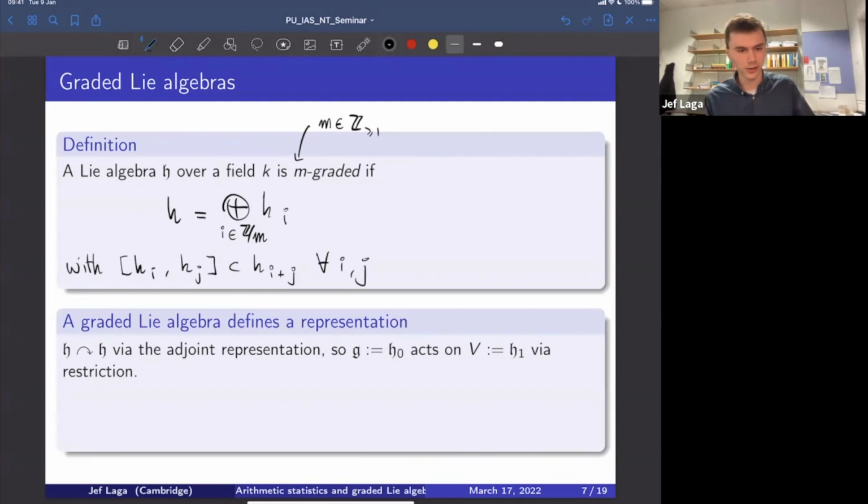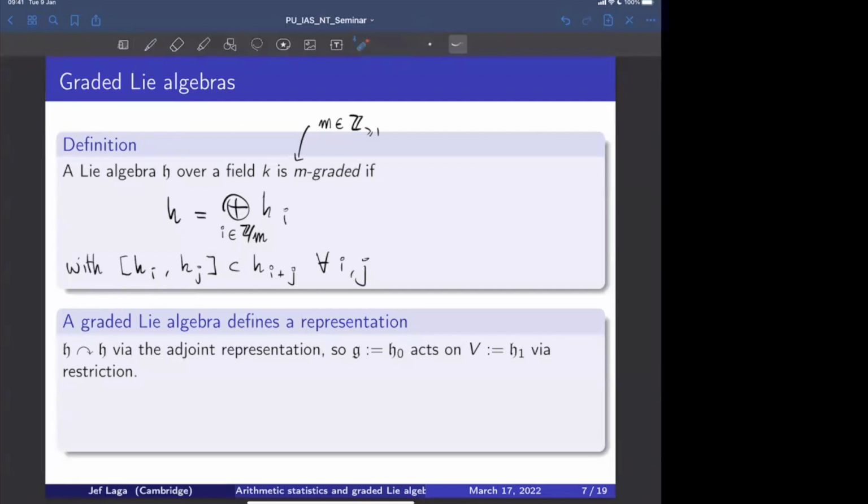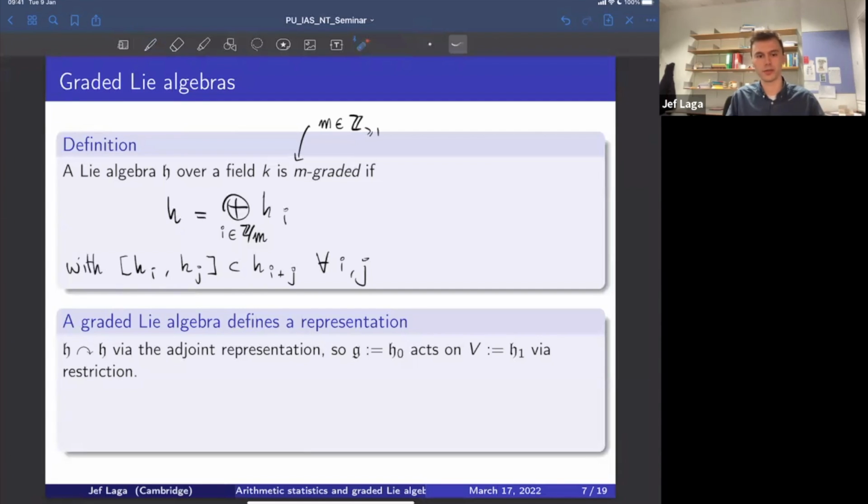All right, so it's a fairly straightforward definition. And why is it useful for us? Well, it's useful because a graded Lie algebra gives rise to a representation. So here I explain it on the Lie algebra level. How does this work? The Lie algebra acts on itself via the adjoint representation, just by taking the Lie bracket of 2 elements. So if you call G the 0th part and V the first part, then this relation implies that if you bracket G and V, you land in V again. In other words, G acts on V, as a Lie algebra representation.